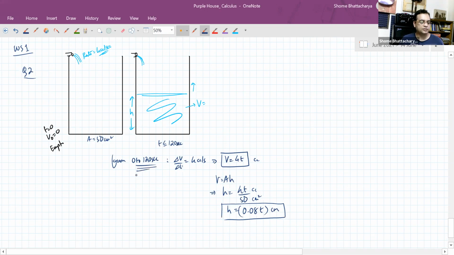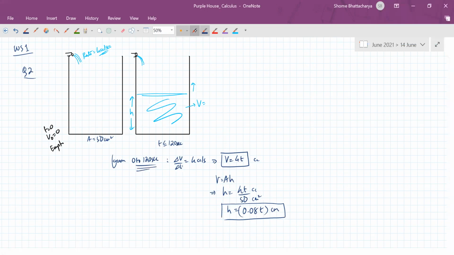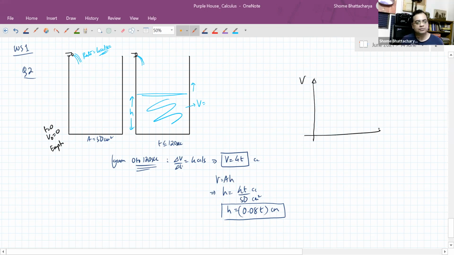So I'm seeing how the height is changing with respect to time, but of course, in this time interval. So now we can visualize the rate of change for both of these things. If we are thinking about how volume is changing with time, it's starting from 0, initially empty, but it's rising at a uniform rate such that at 120 seconds, the volume would have become how much? 120 into 4, so 480 cc. And in general, the volume is equal to 4t as a function of time.